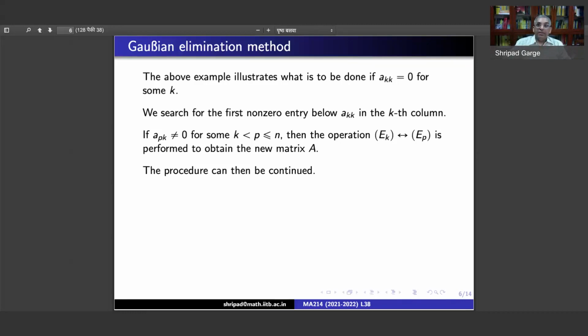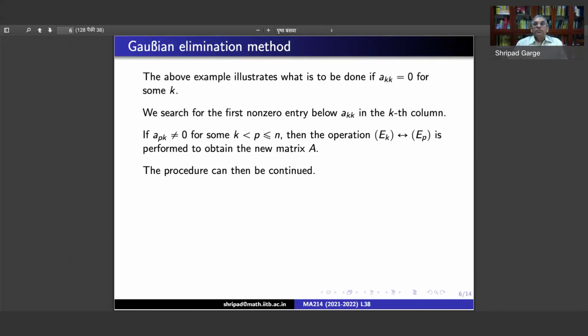So this is the way we will work. We will work with A11. If A11 happens to be 0, then we have to switch some row and put it in the place of E1 to get the first entry non-zero. And then you effect the elimination of the variable x1. Now look at E2 onwards. If A22 is 0, again switch some row and get the second entry of the second row non-zero, and the procedure can then be continued.